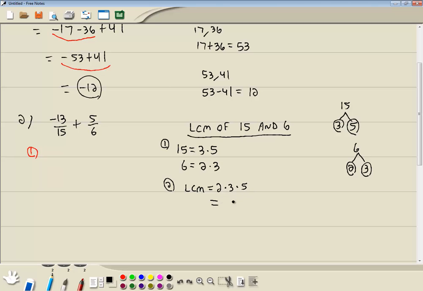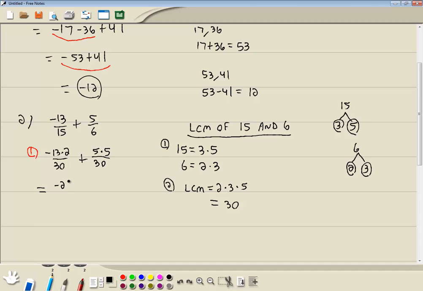Well, 2 times 3 is 6, times 5 is 30. So that's our LCM, which will also be our common denominator. So we're going to rewrite each fraction with that new denominator. Now you look at your old denominator and ask, what did you multiply it by to get your new one? For example, in this one, I multiplied the old denominator by 2, so we're going to multiply the top part by 2. Now over in this fraction, we multiplied the bottom part by 5, so we're going to multiply the top part by 5.